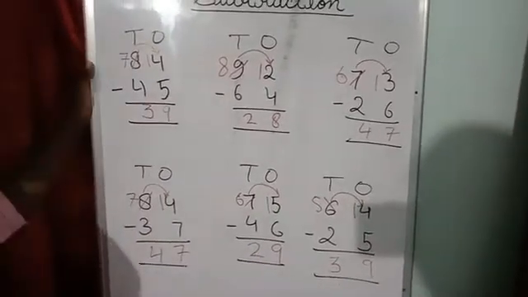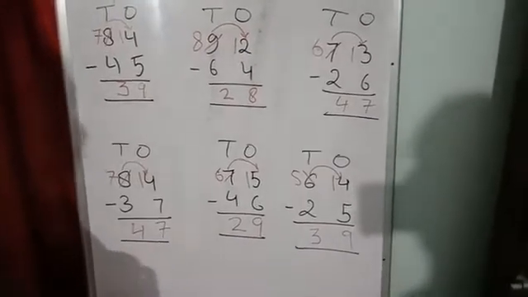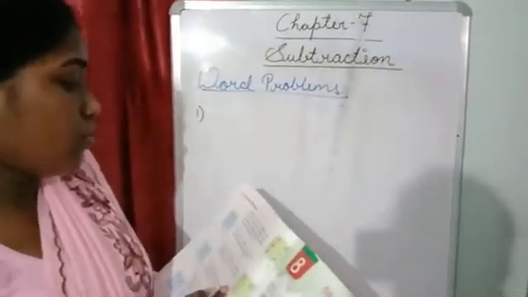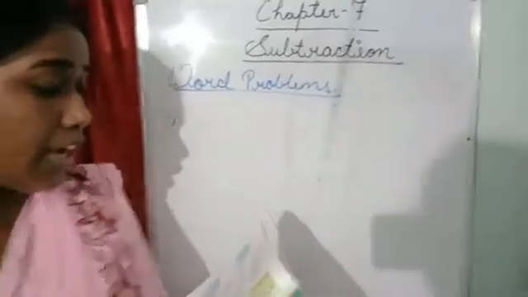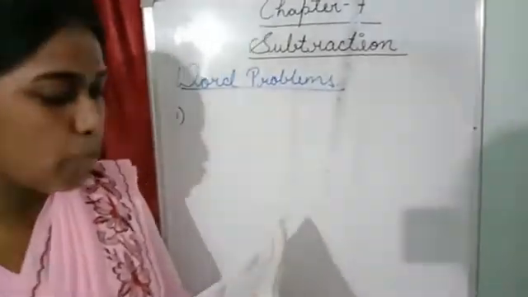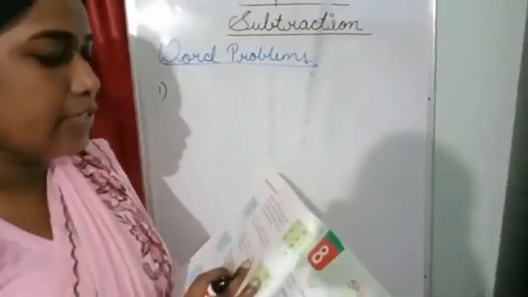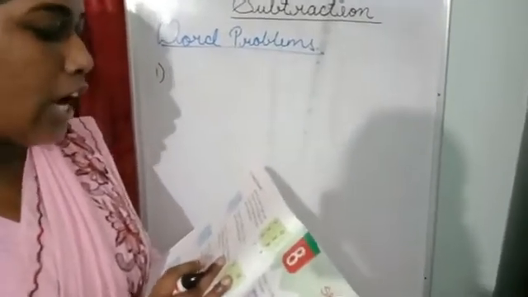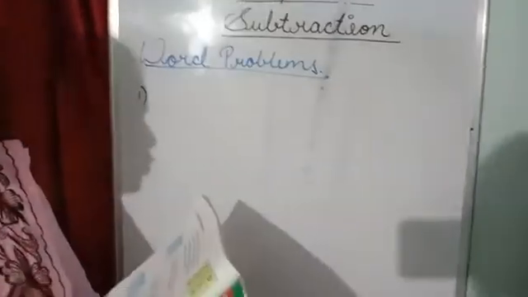Now we will solve the word problems that are on page number 66. So see the first one. Manisha has a book of 92 pages to read. She has already read 68 pages so far. How many more pages does she need to read to complete the book? So what do we have to do here?